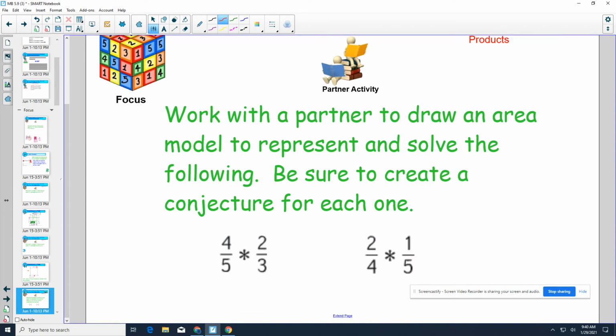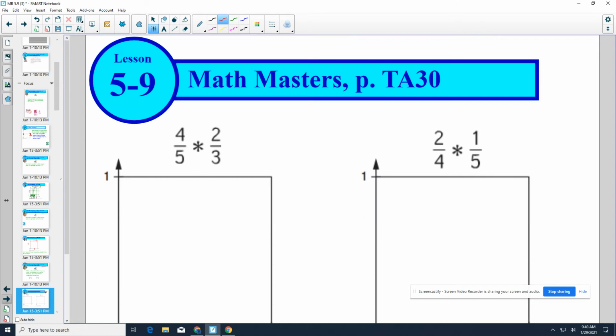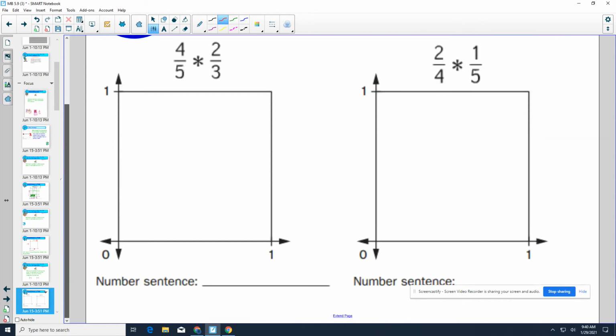Okay, so it says draw an area model, represent, and solve the following. So 4/5 by 2/3 and 2/4 by 1/5. So do that on paper or your marker board at home. And so we'll do one more here together. So we'll do this one, 2/3. So I'm going to do thirds first. I'm going to say 1, 2. So I have 1/3, 2/3, and we know 1 is 3/3.